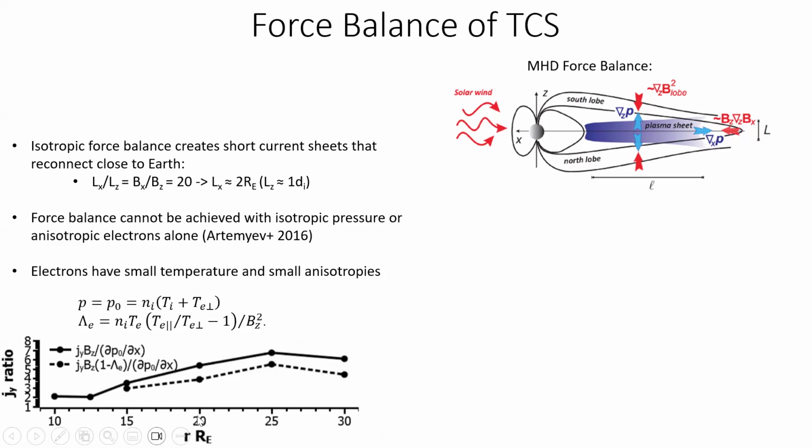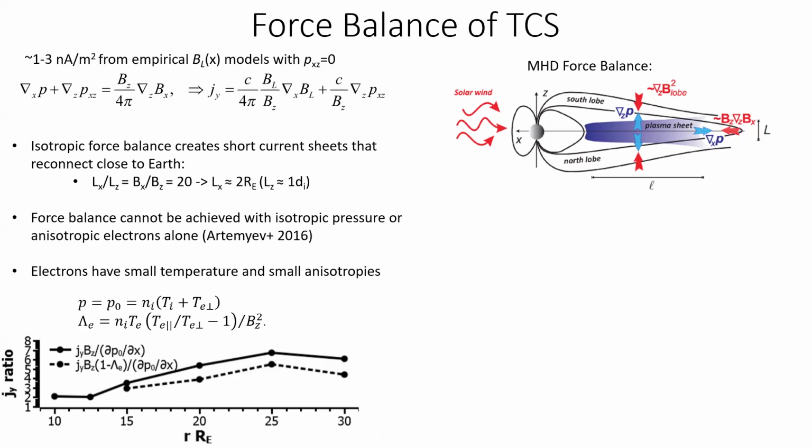So when you take into account this anisotropic electron population, you can plot the J cross B force over the pressure gradient force. And if it's in force balance, then this should be unity. They should be the same and it should be balanced. But of course it's not. So this black line shows you basically what MHD would give you, which is not near unity. And even when you take into account electron anisotropy, you're still a little bit off.